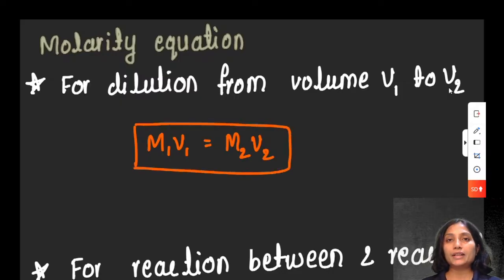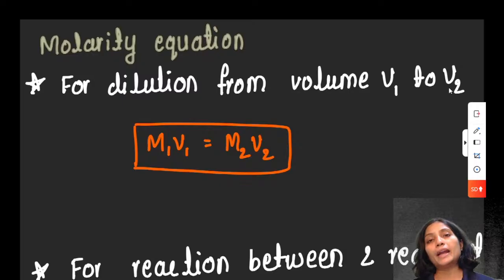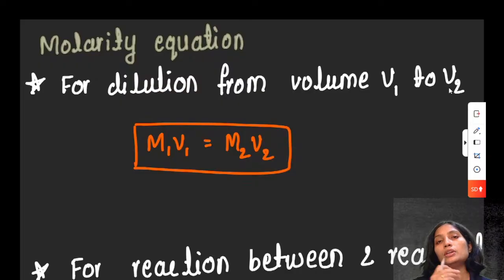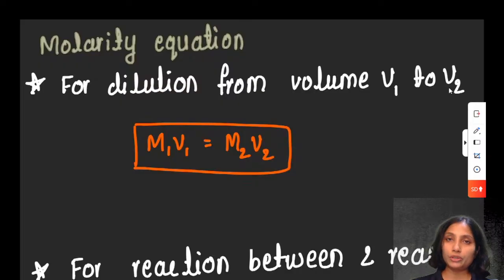M1 V1 is equal to M2 V2, where M1 is the molarity of the original solution, V1 is the volume of the original solution in the beginning, M2 is the new molarity, and V2 is the new volume after dilution, that is, the total volume. By knowing any three, you can calculate the other one.